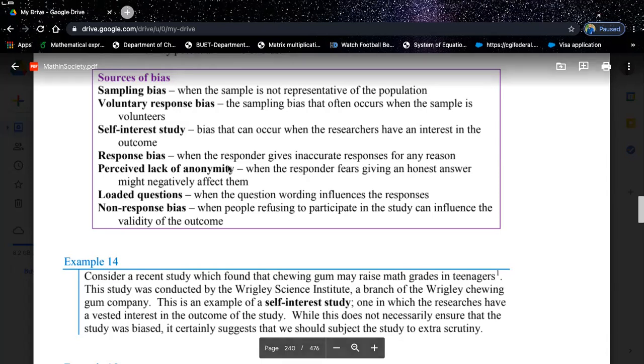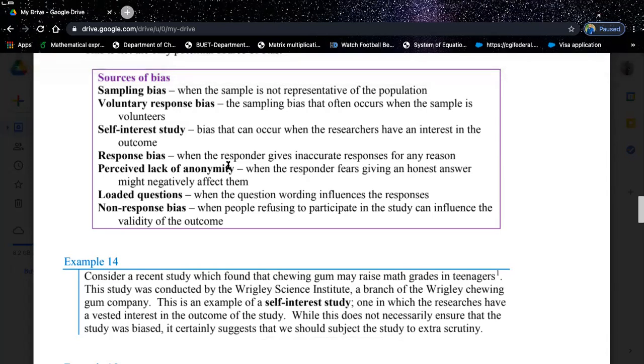Next we have response bias. Okay, what's that? Well, that's a funny thing, actually. It says when the responder gives inaccurate responses for any reason. The funny thing is you can't really control that. When there is an opportunity for the responder to give an inaccurate response, you definitely can't control that.